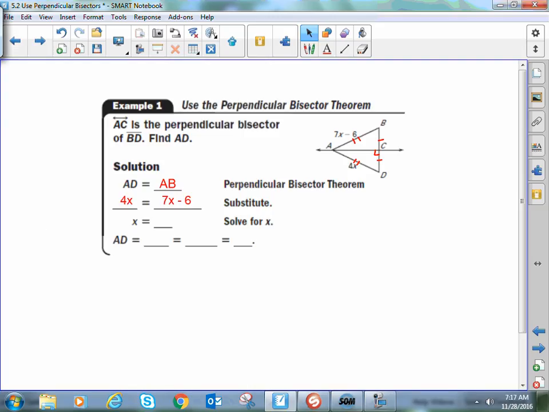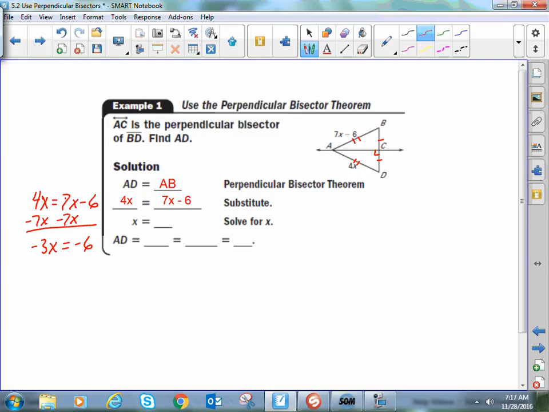So that's going to give me 4x is equal to 7x minus 6. So what I'm going to do is subtract. Let me go ahead and write it down, because when I did this in class before, it caused a little bit of confusion. So here we have 4x is equal to 7x minus 6. Well, at this point I'm subtracting 7x on both sides, which will give me negative 3x equal to negative 6. And now that I divide both sides by negative 3 to get x by itself, we still wind up with a positive value.